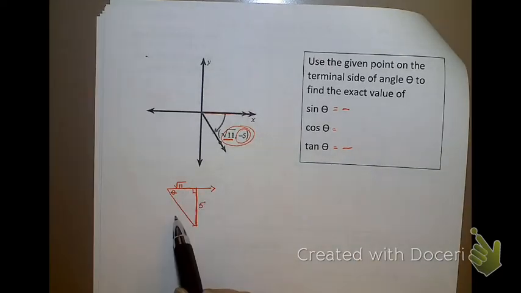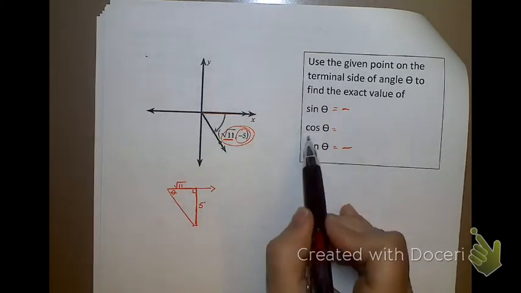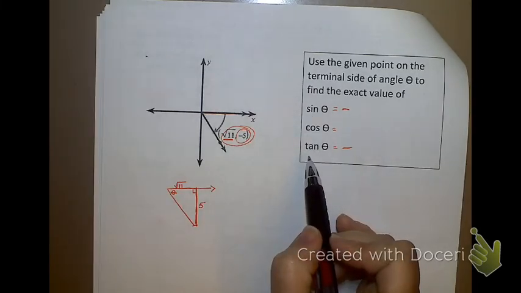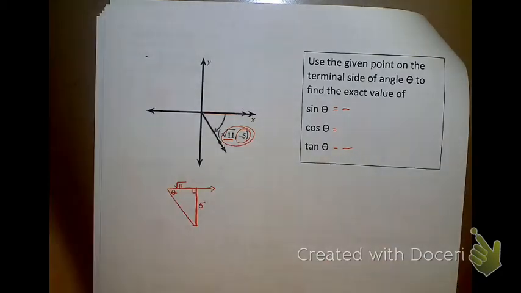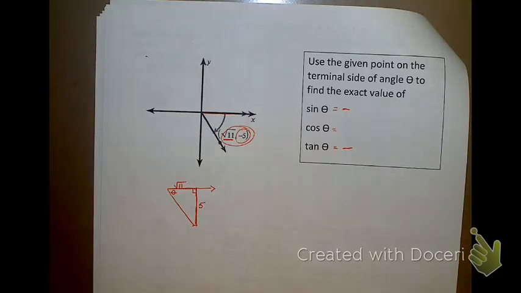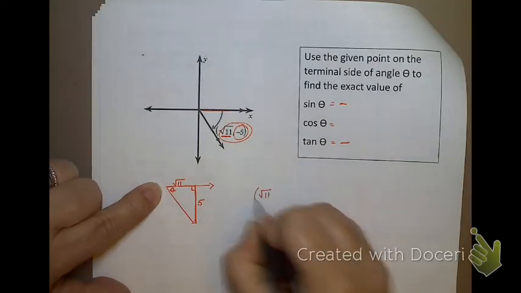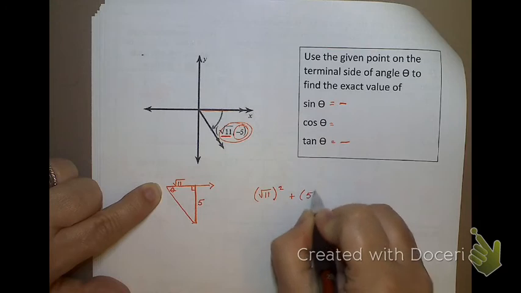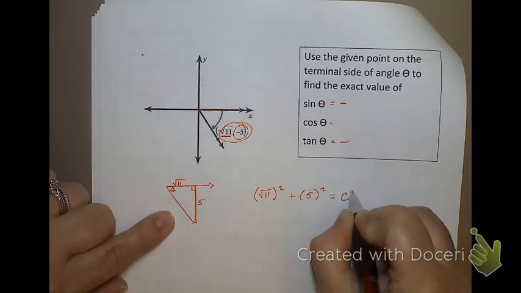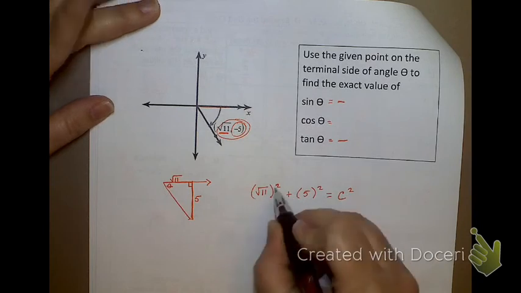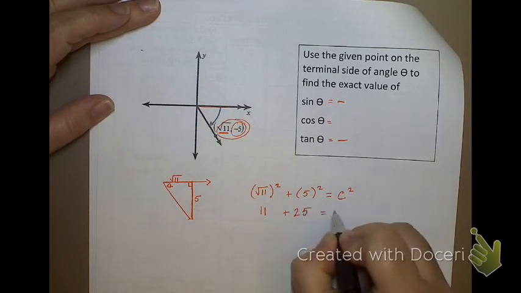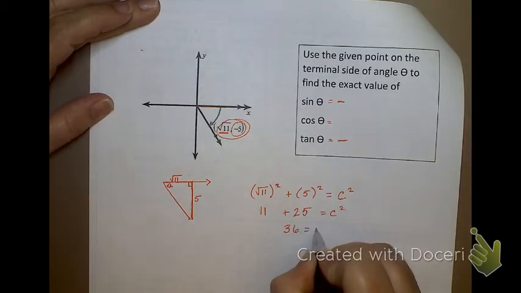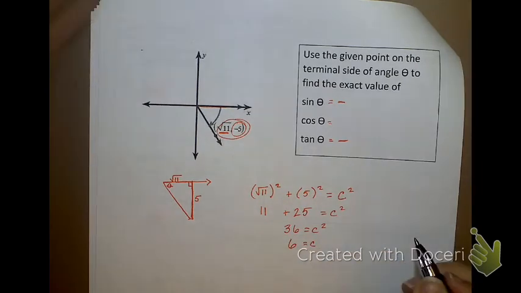I need to find the hypotenuse here. Because when it asks for sine, cosine, and tangent, I'm using straight up SOHCAHTOA. So how can I find the hypotenuse there? It's a right triangle. Can I use Pythagorean theorem? Okay. So if I use Pythagorean theorem, radical 11 squared plus 5 squared is equal to my hypotenuse squared. What is radical 11 squared? 11. 5 squared is 25, so I have 36 equals c squared. What does c equal? 6, because I have to square root, right?